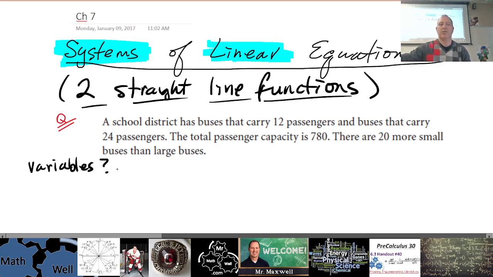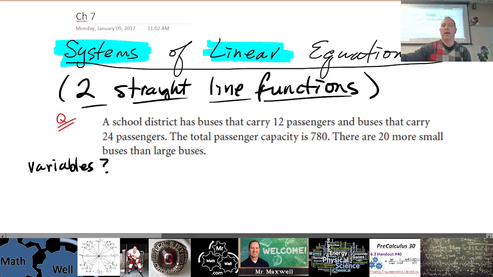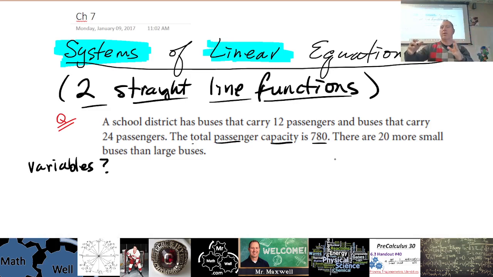So you have to ask yourself, what are two variables that we can use, and what would they represent? Usually there's two variables. So we have 12 passenger buses and we have 24 passenger buses. The total passenger capacity is 780. So we have buses and then we have students that go on the buses. And then there are 20 more small buses than large buses. So what are two things that we are considering in this question? Where do we want to start?